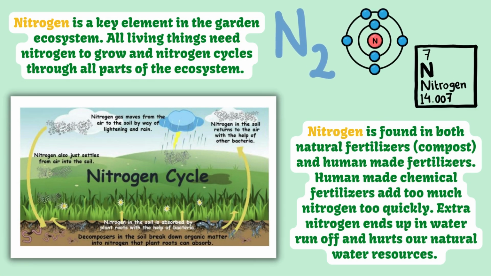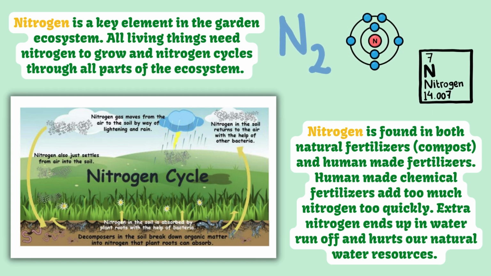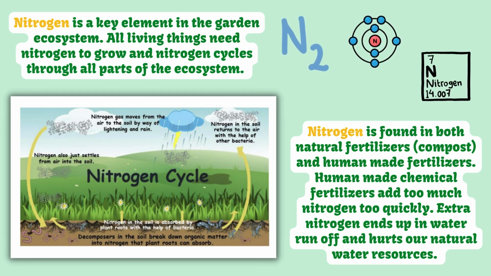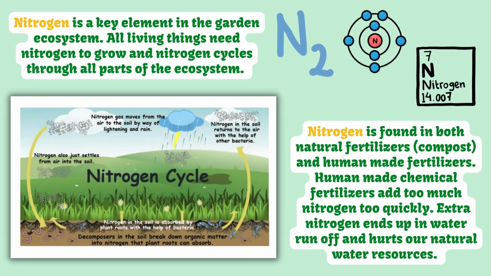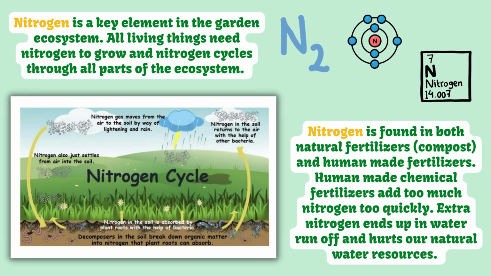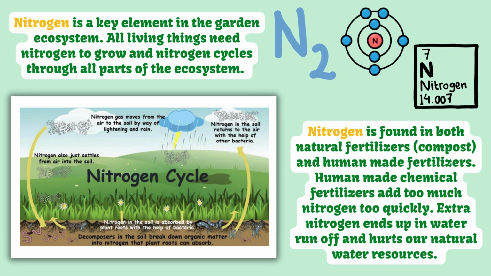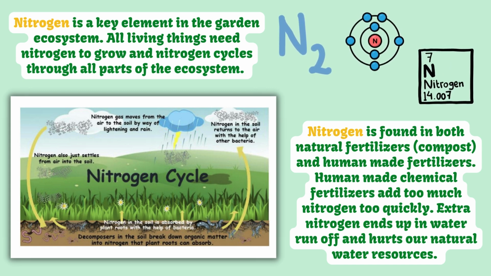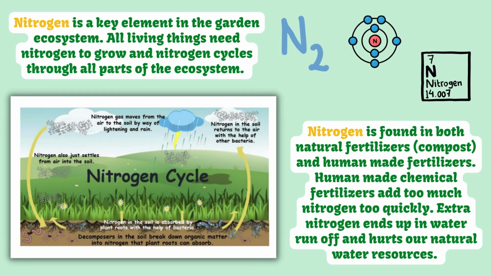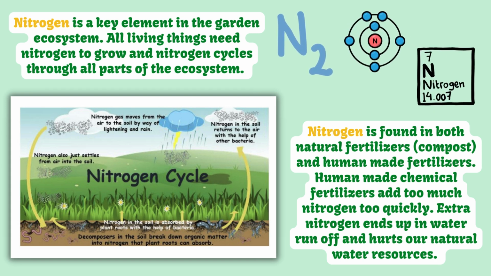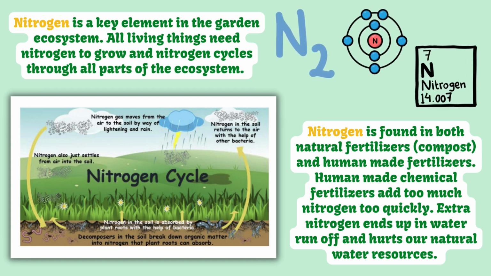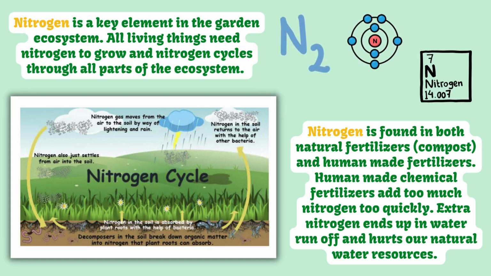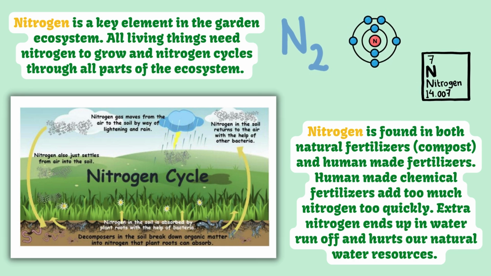Nitrogen is a key element in the garden ecosystem. All living things need nitrogen to grow, and nitrogen cycles through all parts of the ecosystem. Nitrogen is found in both natural fertilizers, compost, and human-made fertilizers. Human-made chemical fertilizers add too much nitrogen too quickly. Extra nitrogen ends up in water runoff and hurts our natural water resources.